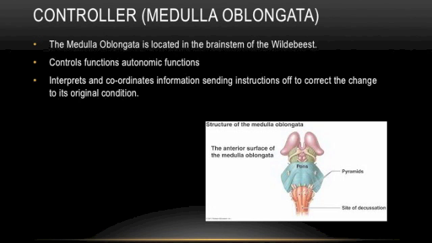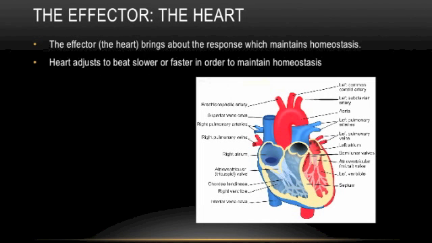The controller is known as the medulla oblongata. It controls the autonomic functions of the wildebeest. The medulla coordinates and interprets information, sending off instructions to correct the change to its original condition. Instructions are sent to different areas of the autonomic nervous system, which controls functions of the heart. In this case of blood pressure regulation, the heart will be the effector of the system, showing a response that maintains homeostasis.